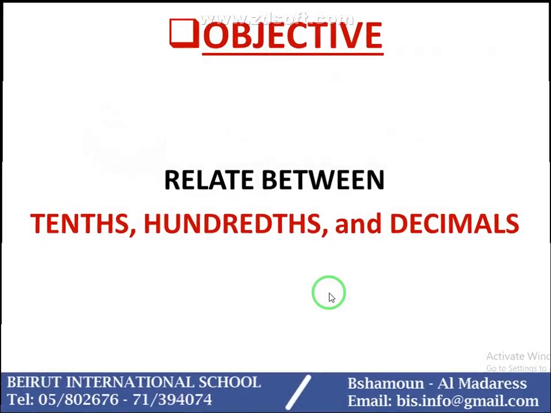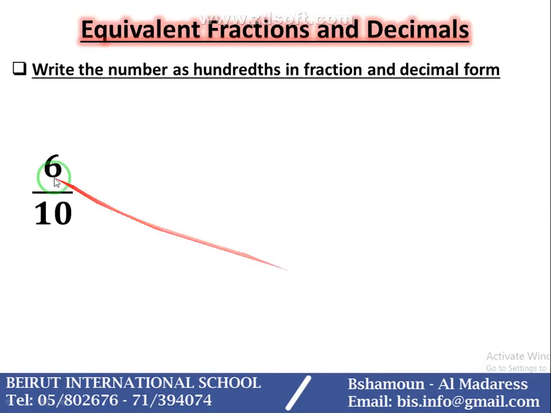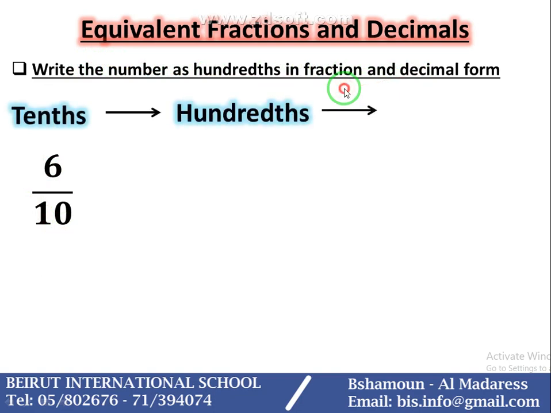The objective of this lesson is to relate between tenths, hundredths, and decimals. Let's consider the fraction 6 out of 10. We have to write the number as hundredths in fraction and decimal form. So let's start with changing it as hundredths in fraction form.